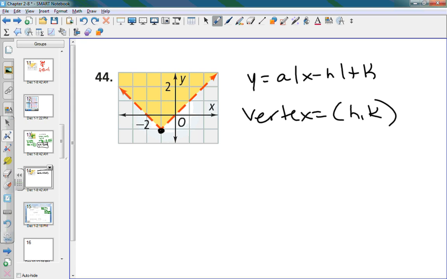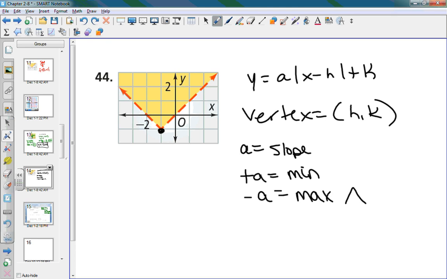A is your slope, that is correct. But when A is positive, that means you're going to have a minimum, and when A is negative, that's when you're going to have a maximum, meaning a valley or a mountain. If I have a V, that means I have my valley and I have a minimum. A is positive. If A is negative, that means I have flipped it over and I now have a mountain. Do we understand that? So, with that said, now I need to find my other point.